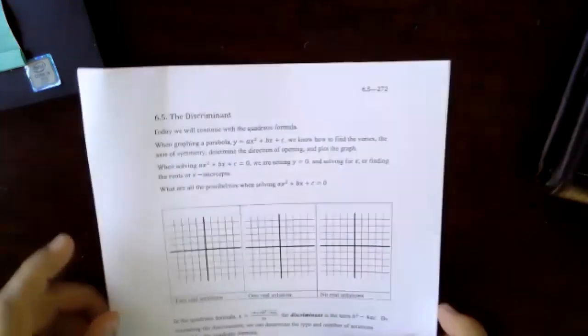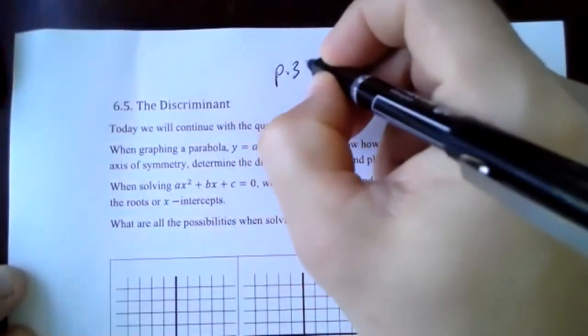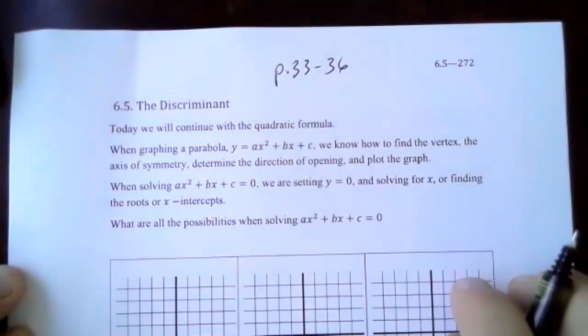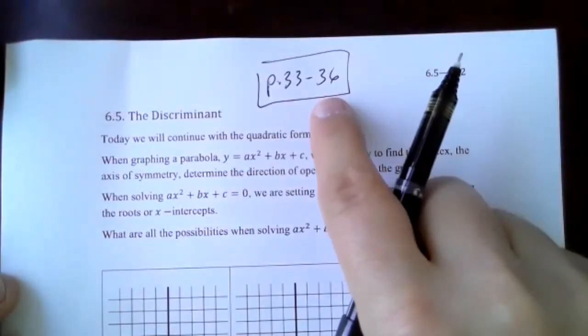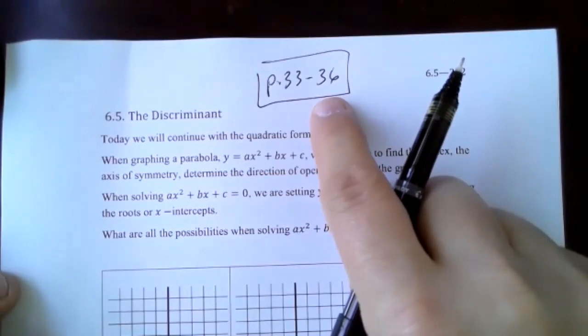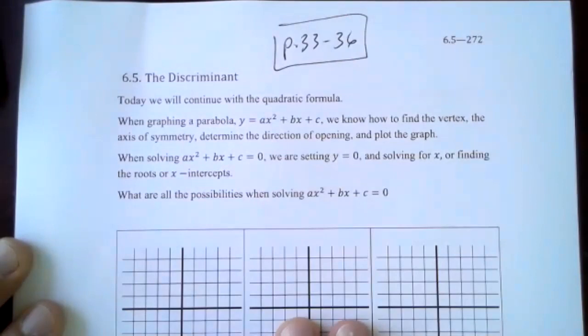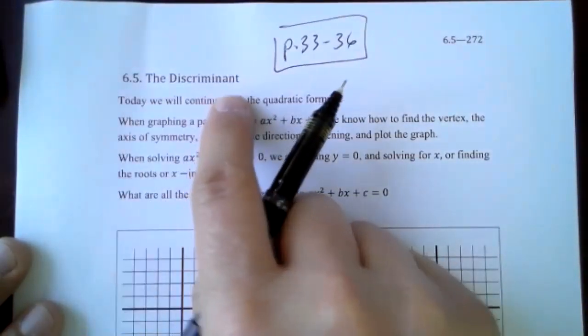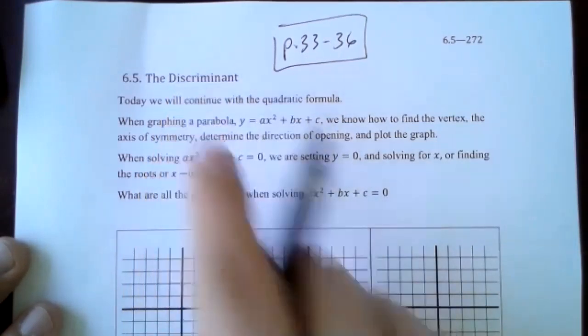Now 6.5, if you print off the little thing, I think it's pages 33 through 36. That's what we need to make sure you print off. And I sent a link on Microsoft Teams if you wanted to print that PDF file of what we're doing right now. We're talking about the discriminant. And you're going to see something similar here to what we've just talked about.